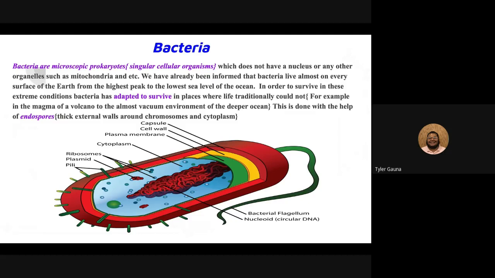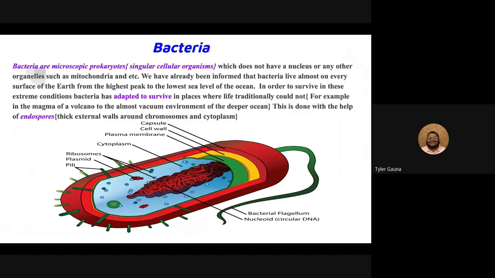Some bacteria can live in the magma of a volcano, which is thousands of degrees hot. And some bacteria can live close to a perfect vacuum in the deep ocean, where no oxygen exists. And this is done with the help of endospores.